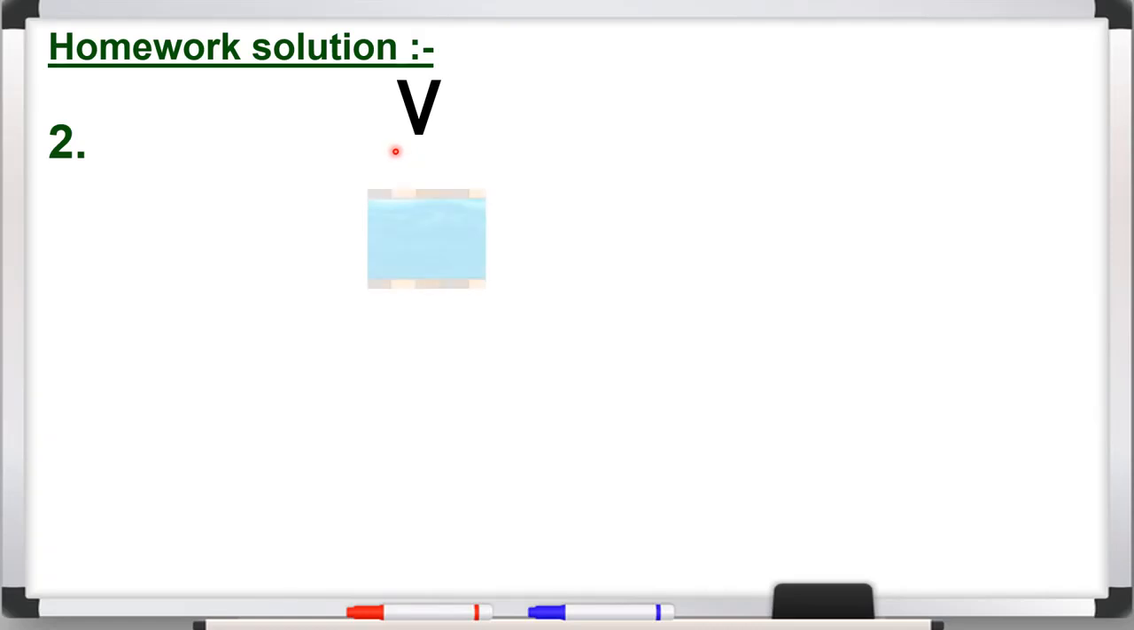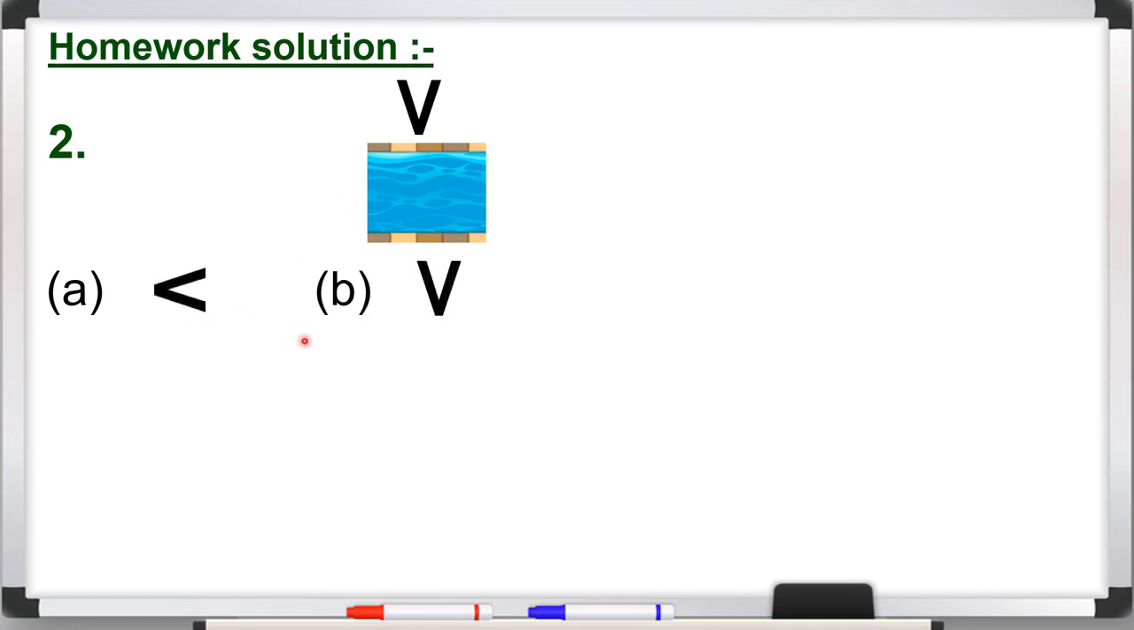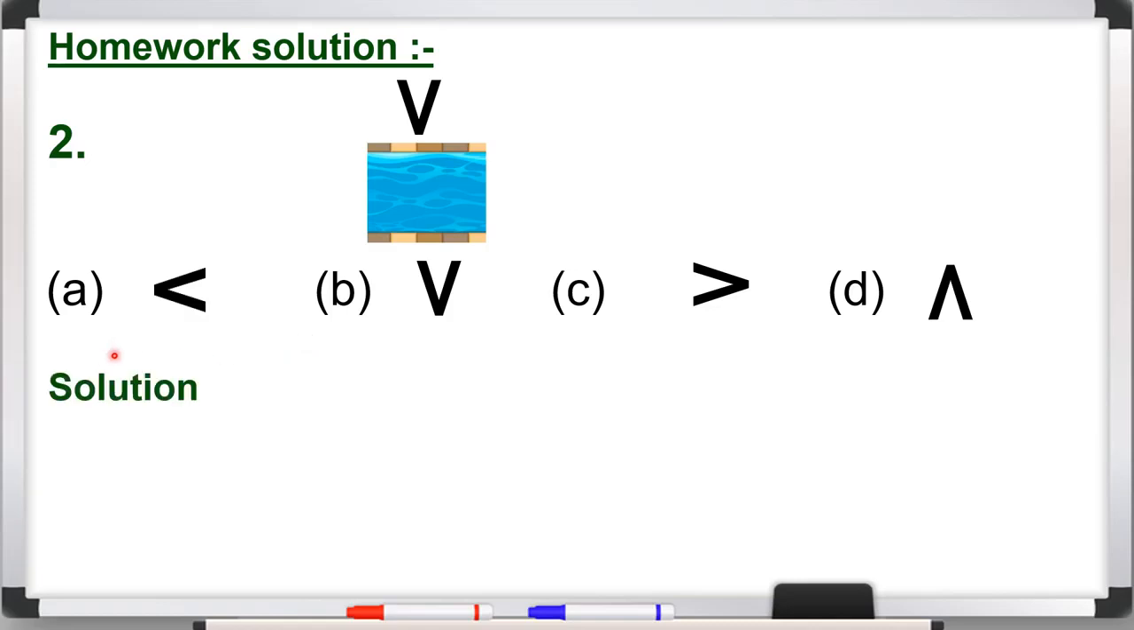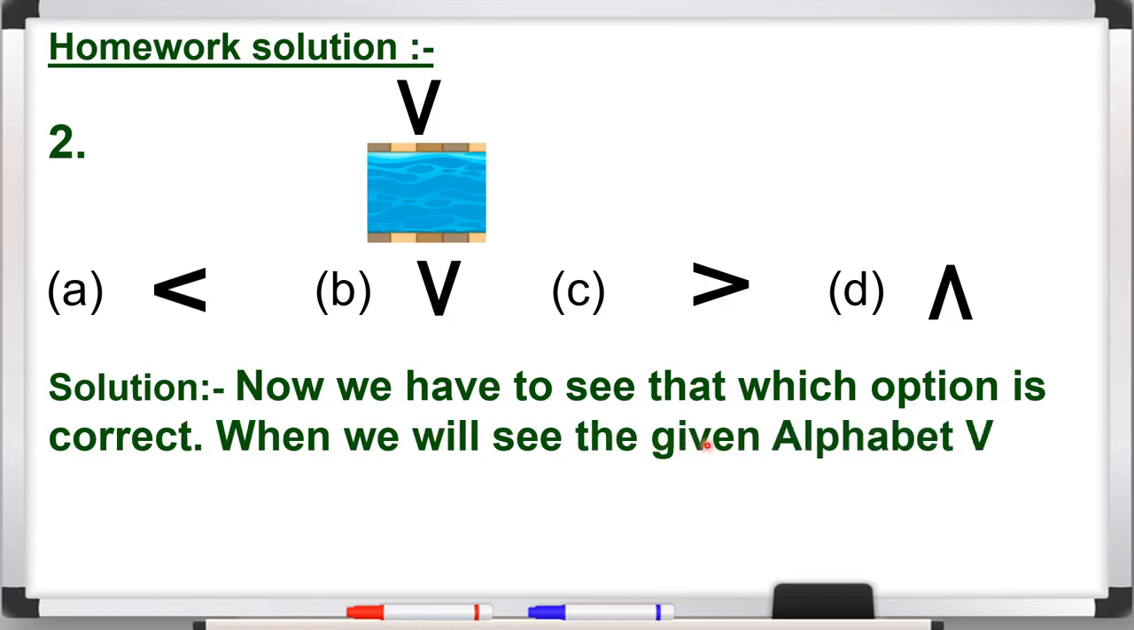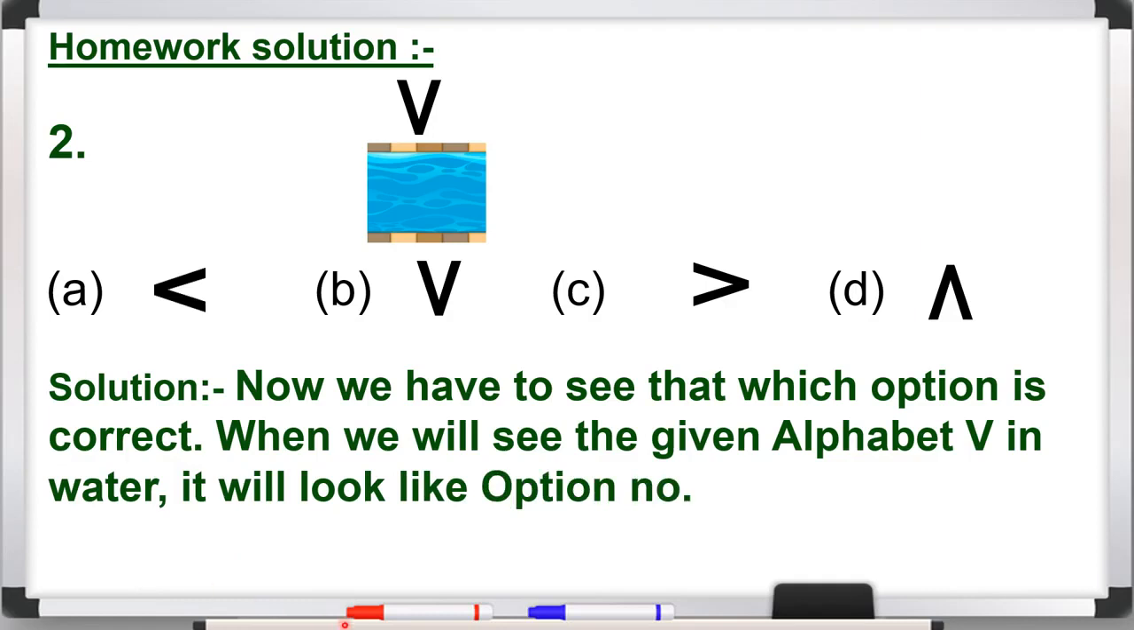ठीक है. Now the next is question number 2. This is B. Okay, and B we have to see in water image. Options are A like this, B like this, C like this, and D like this. Okay, now solution. Now we have to see which option is correct when we see the given alphabet B in water. It will look like option number D.